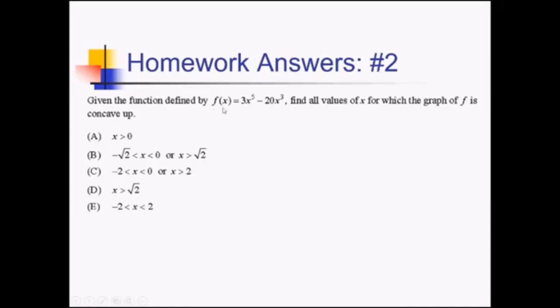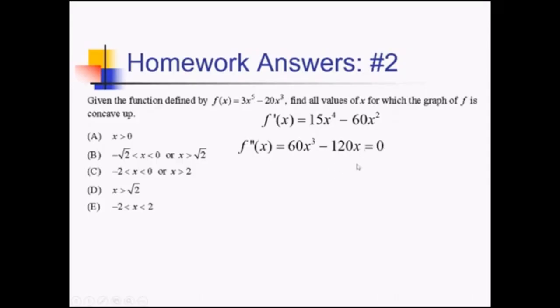F prime, the first derivative, that's going to be 15x to the 4th, just using our power rule here, minus 60x squared. And we need to go one more derivative now. So f double prime, that's going to be 60x cubed minus 120x. And now we need to find some critical values so we can see where this thing changes, negative versus positive.